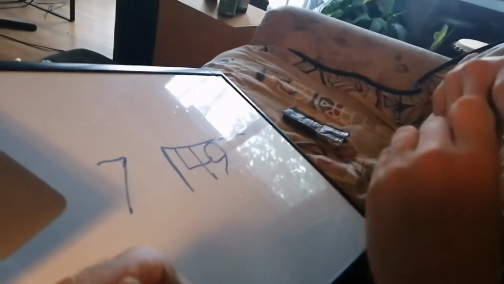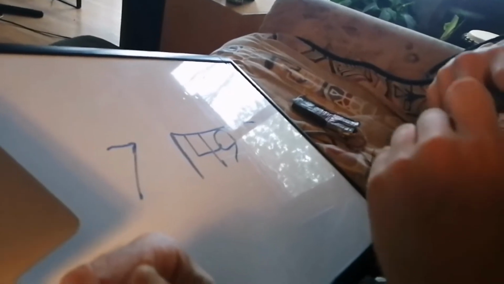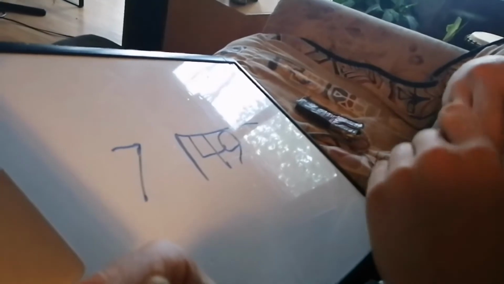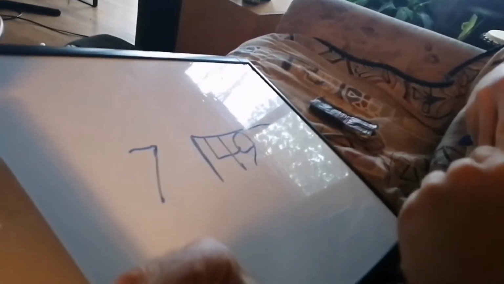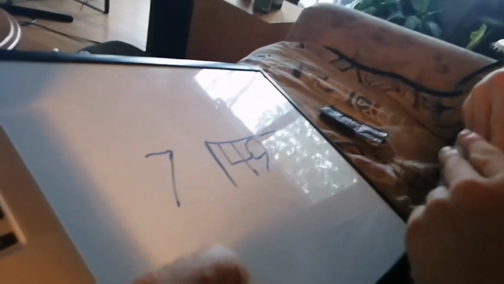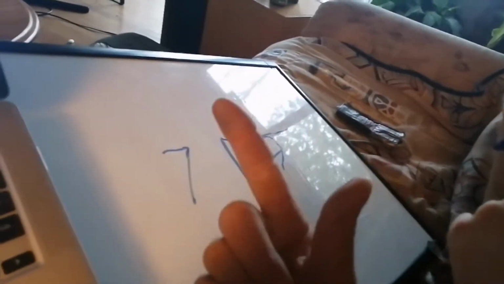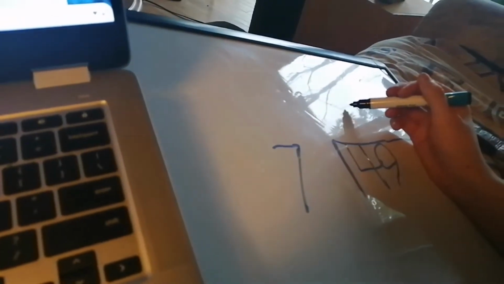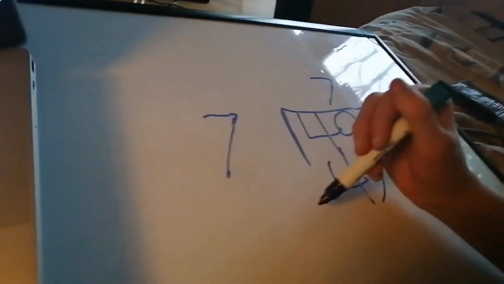7 times 7 is what? Not 48. 49. Yes, come on, this is simple. There you go. Oh my God, this is like the simplest math problem he's had since we started.